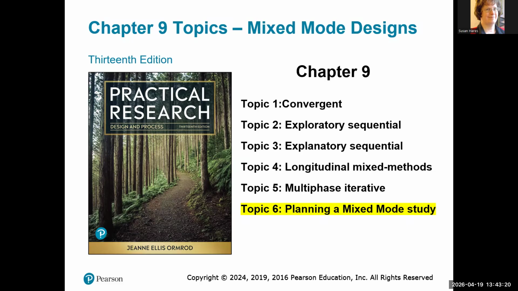This material is from Jeanne Ellis Ormrod. It's from her book Practical Research, Design and Process, the 13th edition. This material is to be used with your textbook. It is the author's slides.